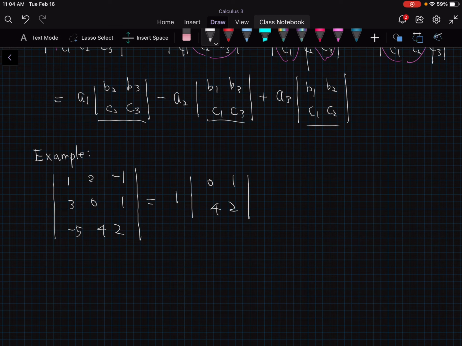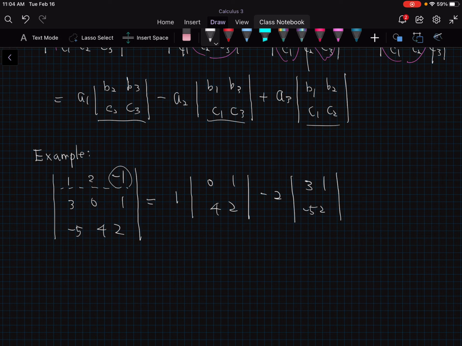Remember, we're going to expand this according to the first row. So you need alternate signs. So minus 2. You're going to cross out the row with 2 and the column with 2. You have 3, 1, negative 5, 2 left.